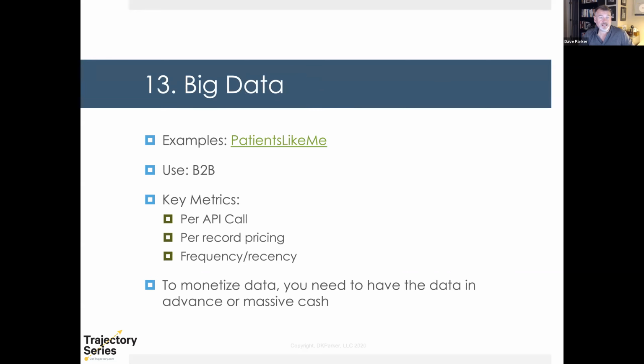13 is big data. Big data, like advertising, works at scale, but it doesn't work at launch. So if your plan is to monetize the data, great. Patients Like Me is an example. There's lots of big data companies these days. I think of them as, I have the proprietary data set that I can run something against, but again, I have to have the data set before I can monetize it. So super valid model, just know that the difference is significant.